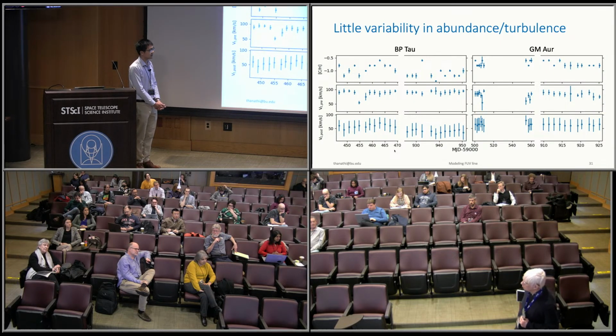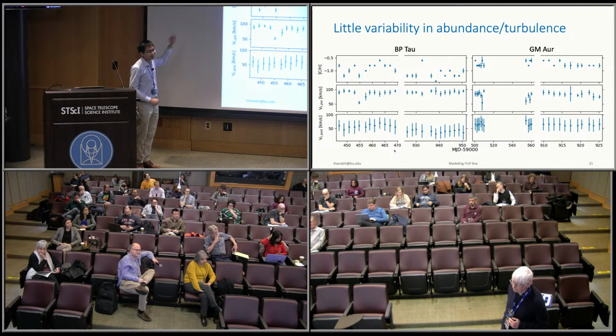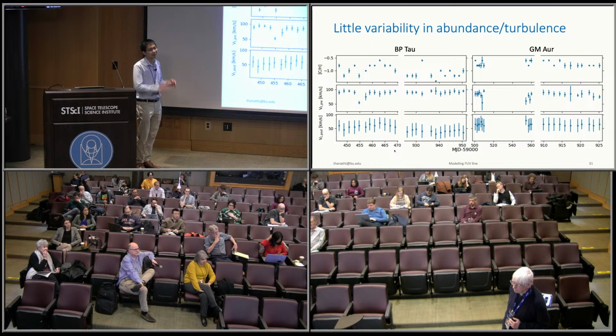Because if we fix it, in the first, so this is like 2 years. In the first year, I fixed the carbon abundance to be solar and got the flux too high and was never able to get the flux at a level that is comparable to observation.